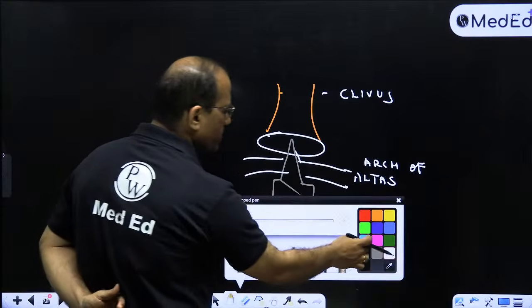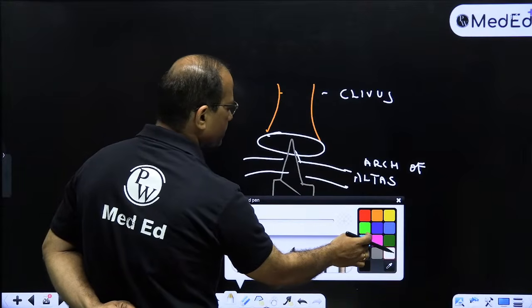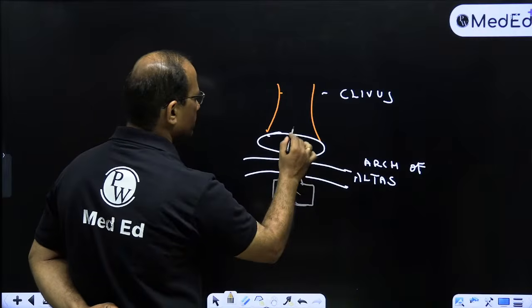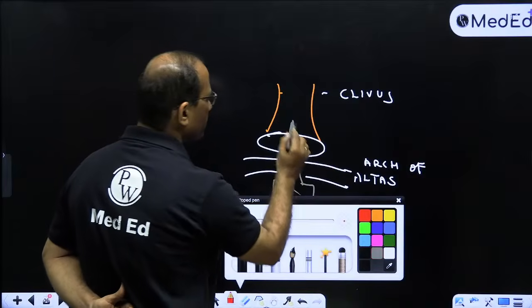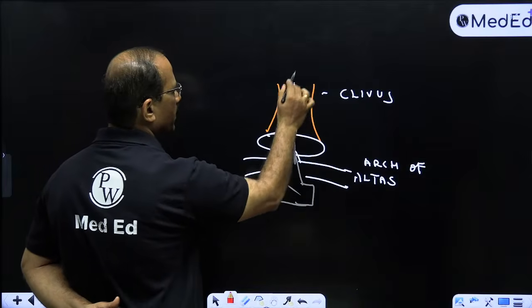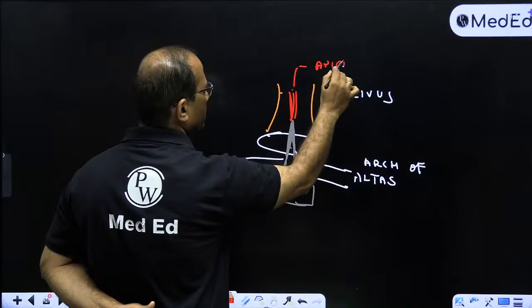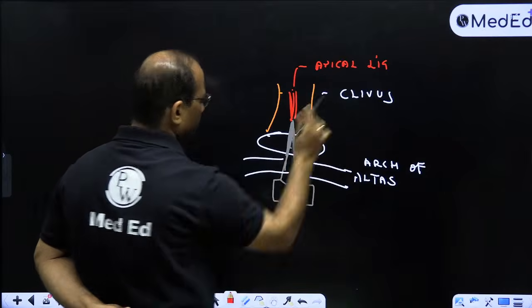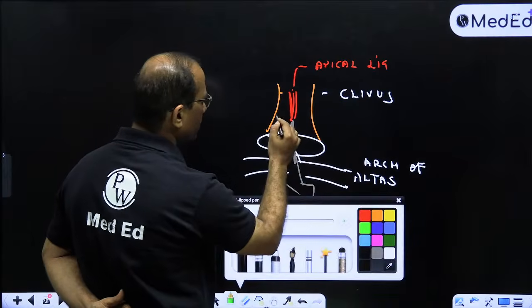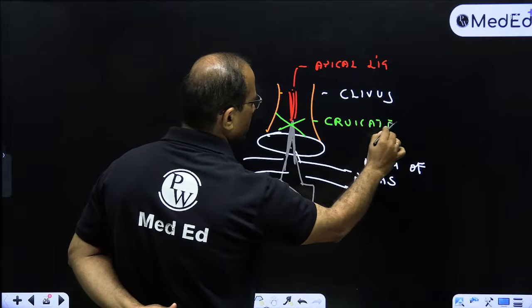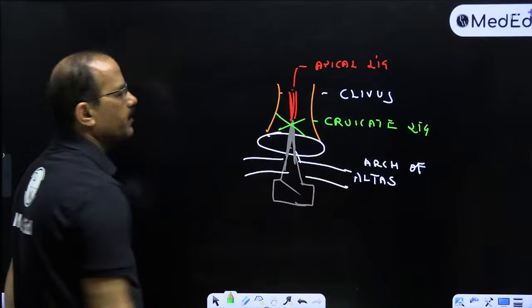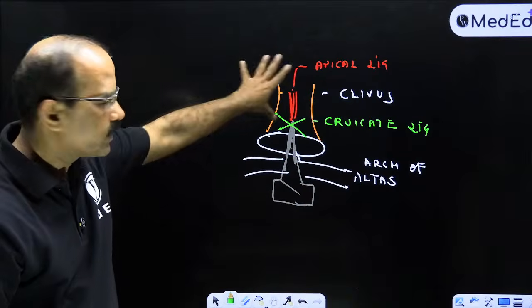So, what is this ligament? Yeah, that's a apical. So now, what is this ligament? ये जो ligament है ना, इसका नाम है apical ligament. Apical ligament of dens. Then there's an X-shaped ligament here. इसका नाम है cruciate ligament. Cruciate ligament. ये skull के अंदर है. This is attached inside the skull to the clivus.